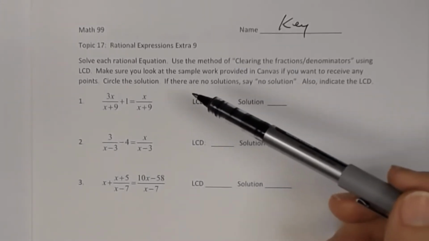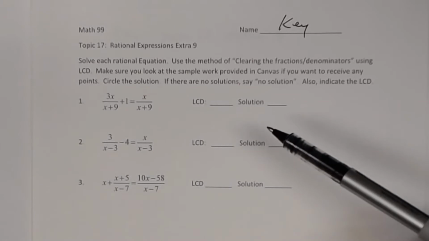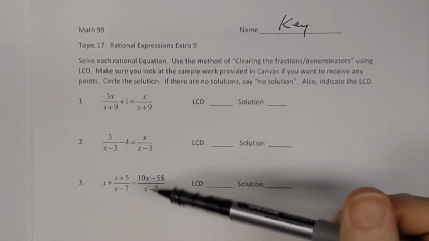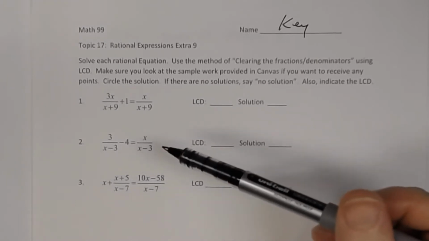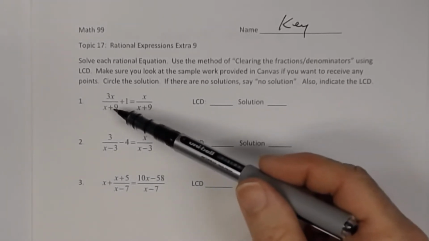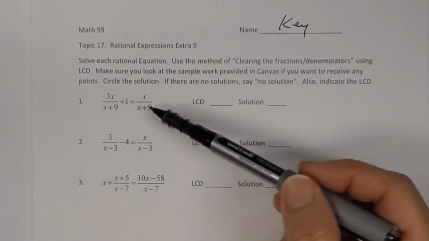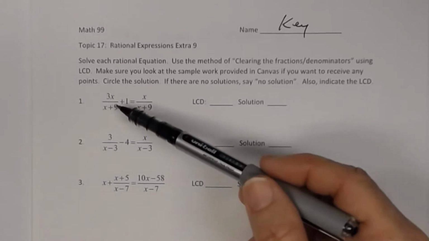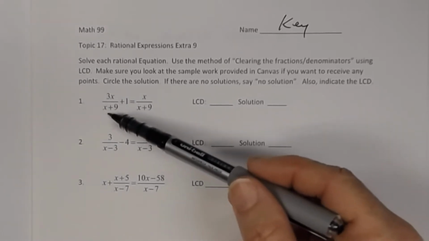Then you circle the solution. If there's no solution, just say no solution. And then I need for you to indicate the LCD. Now this one's the easy kind, because if you look at all these rational expressions, except for this one where you have 1 over 1, the variable expressions are all the same.